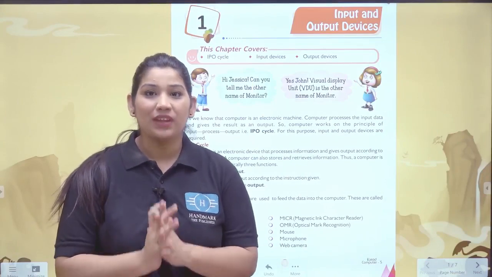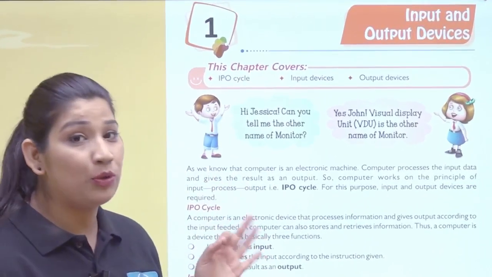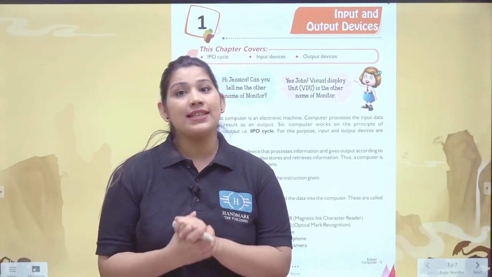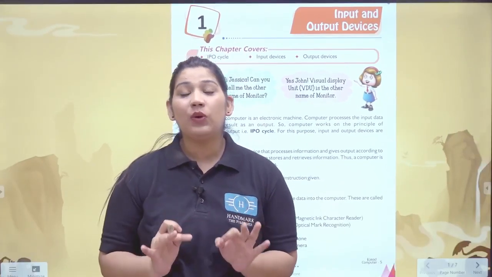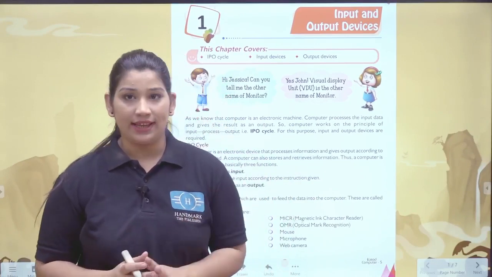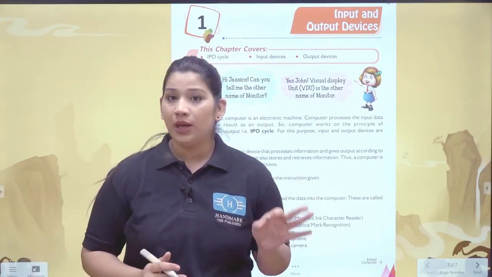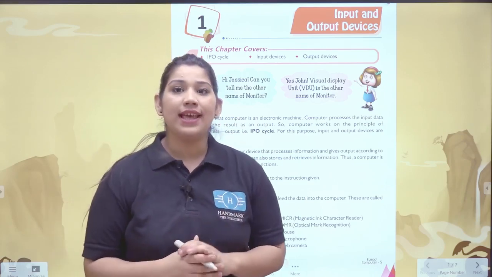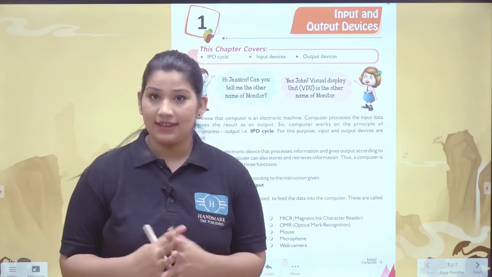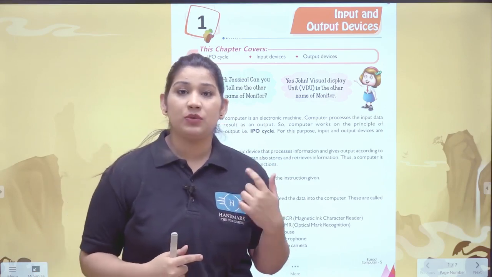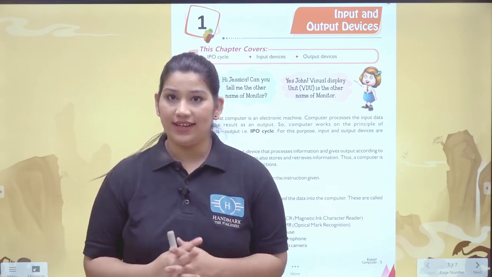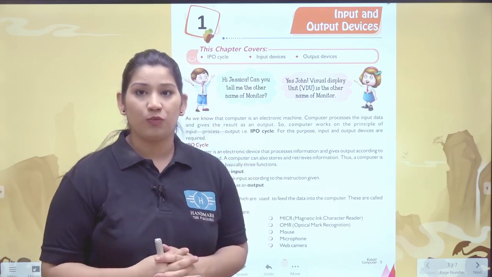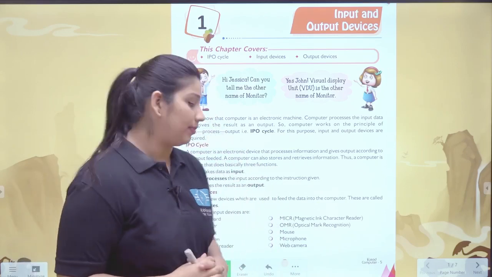Welcome to the session. Our topic for today is input and output devices. As you all know, computer is an electronic machine. It works on the IPO cycle, which stands for input, process and output. For this process, computer needs devices, which means input devices, processing devices and output devices. In this chapter, we will understand about input and output devices. Let us start the chapter.